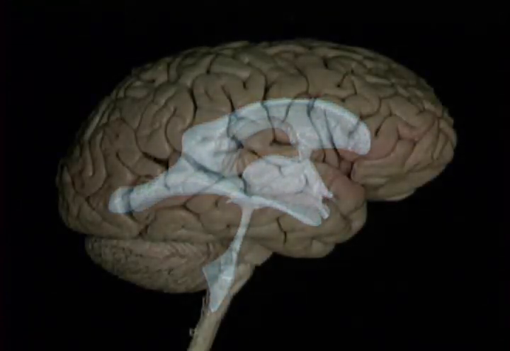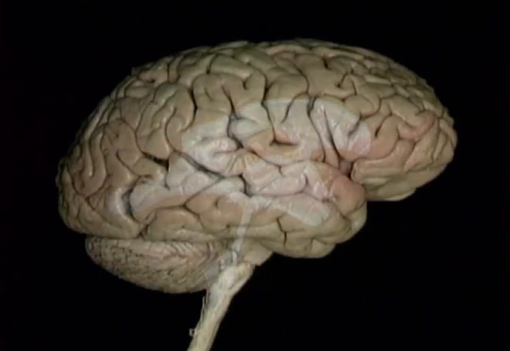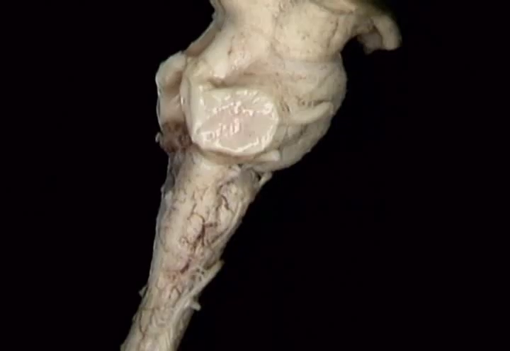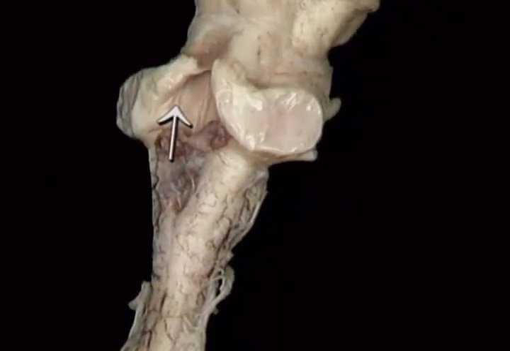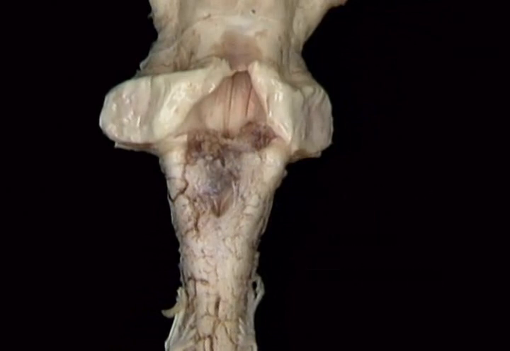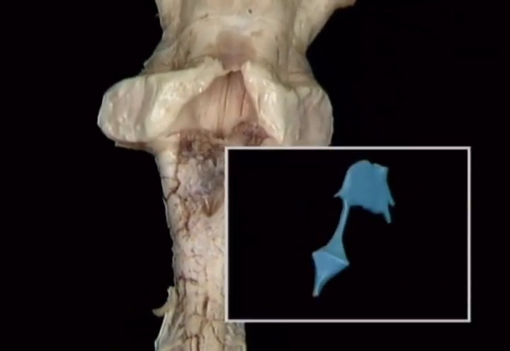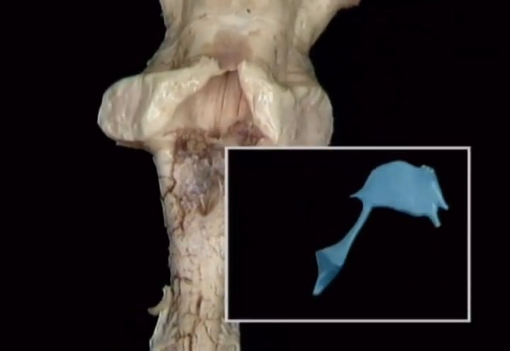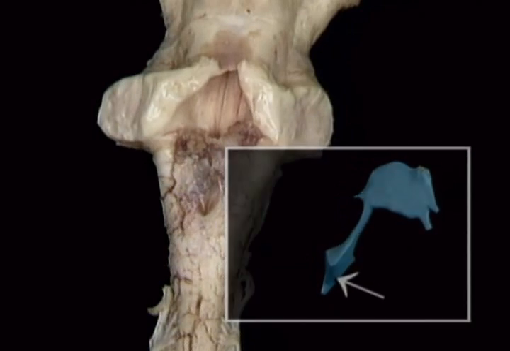The ventricles are filled with cerebrospinal fluid. We'll see more of them as we go along, almost directly backwards. The back of the upper part of the medulla forms the floor of the fourth ventricle. On the model, this is the fourth ventricle, this is the floor.